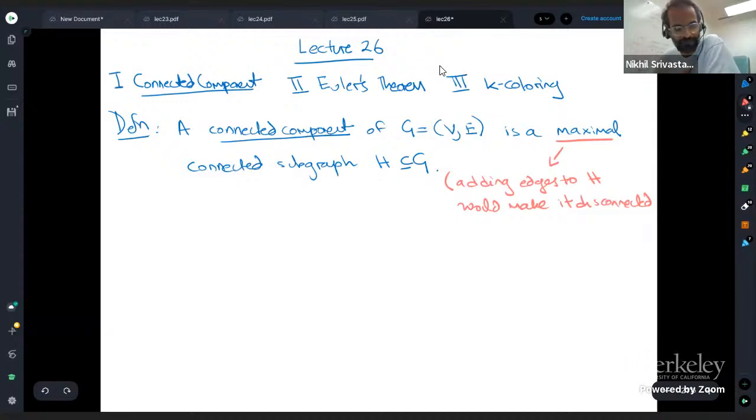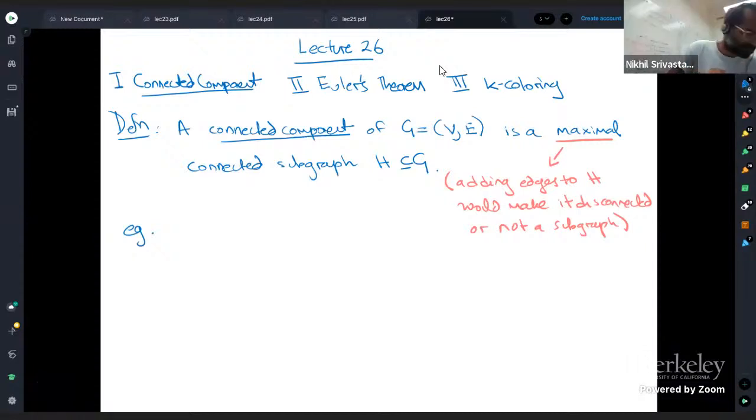Let me just show you an example. Sorry, my charger is looking kind of funny. What do you mean when you say that adding edges could make it disconnected? Yeah, so let me clarify that, but I'm just confused about what's happening with my charger now.